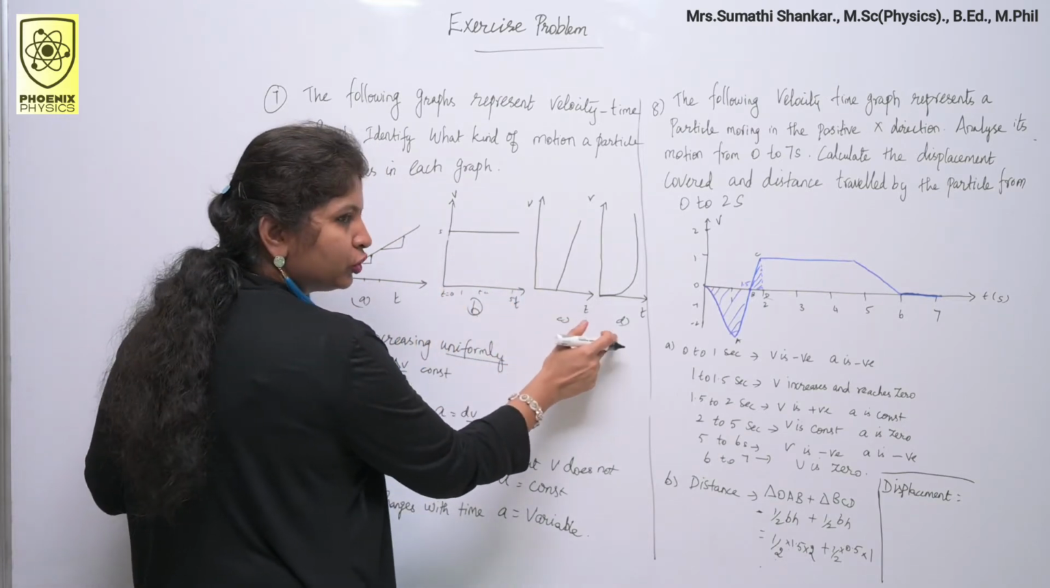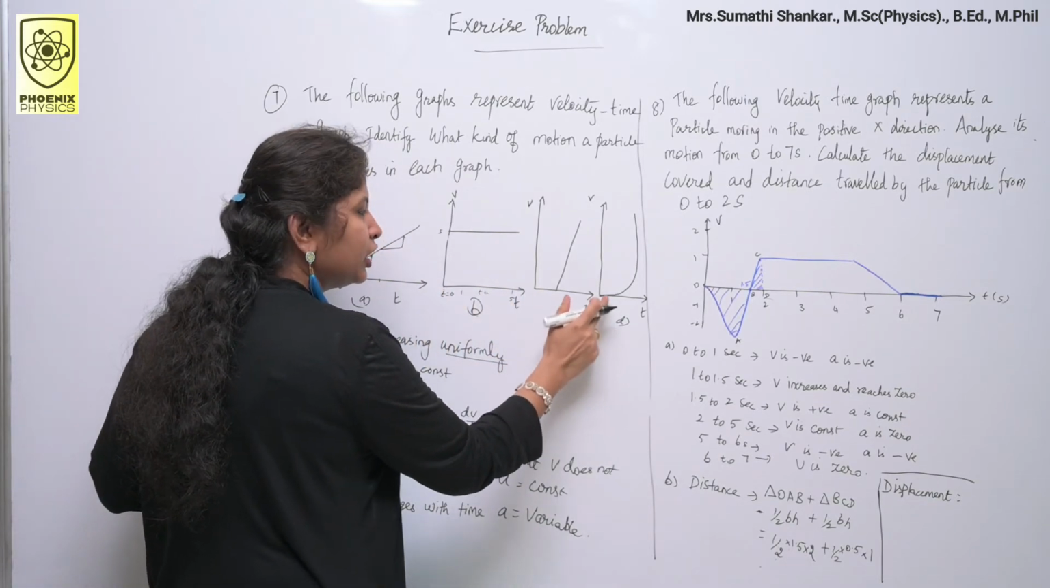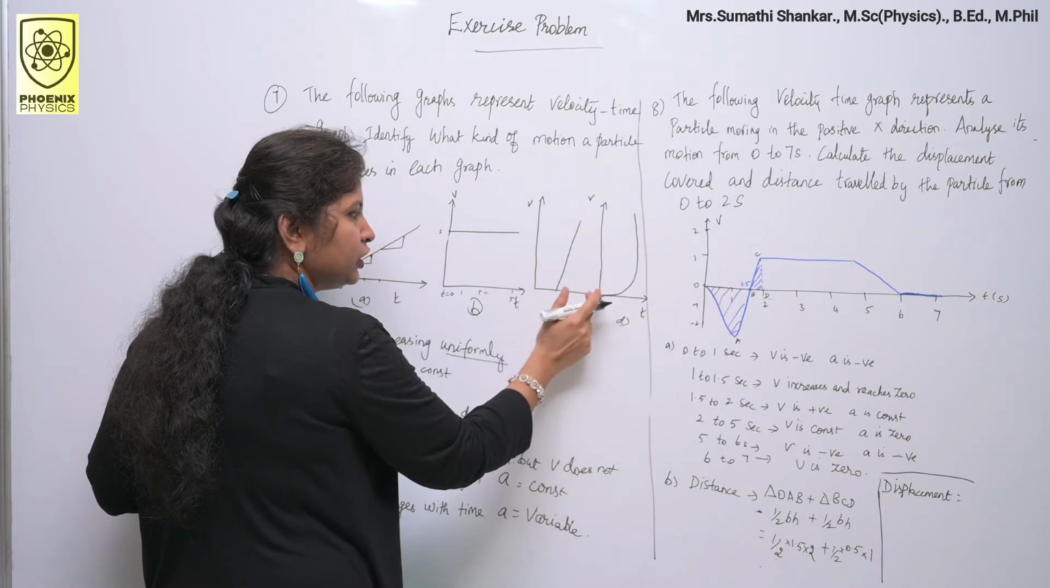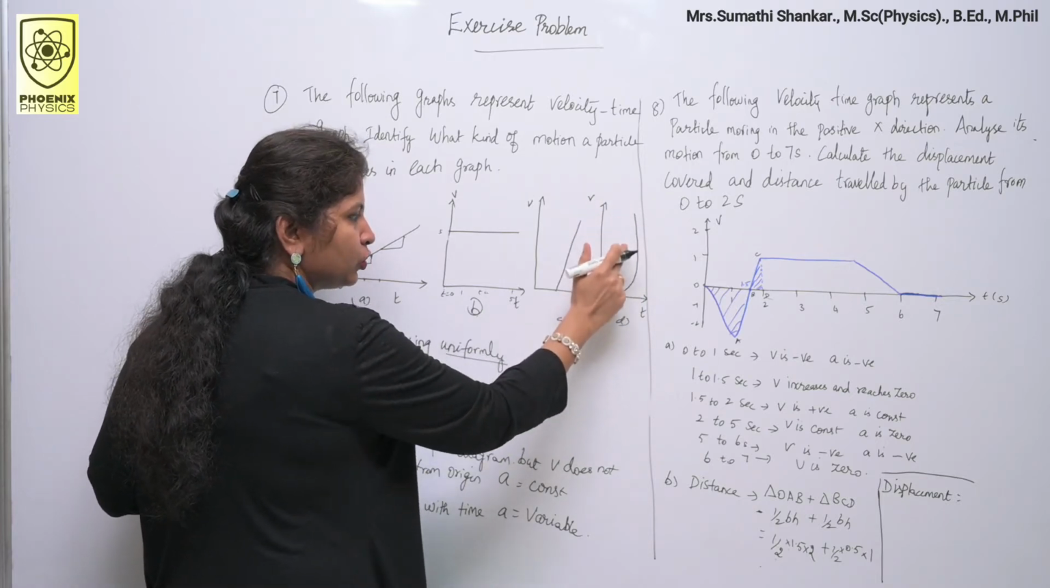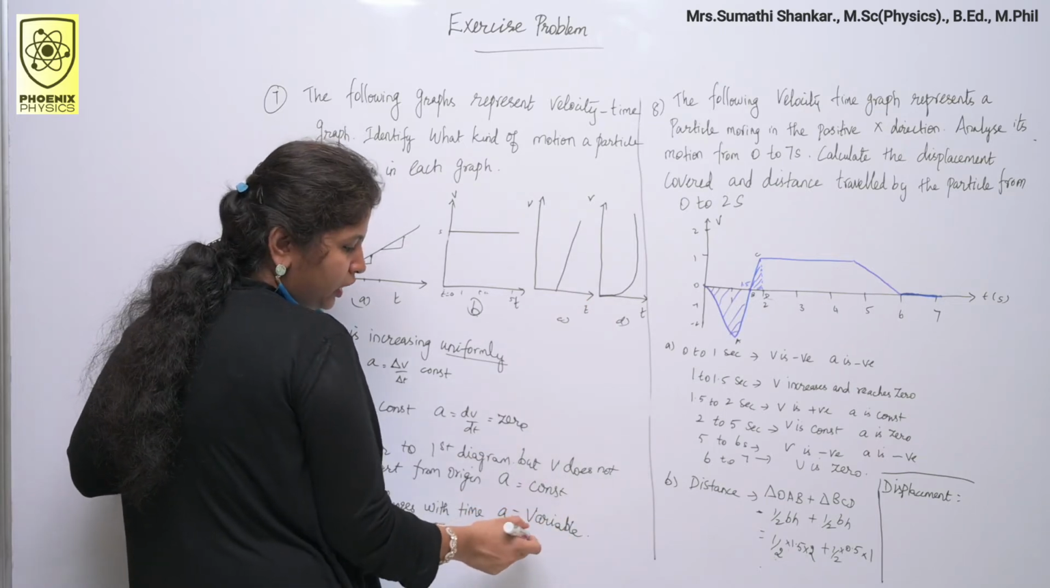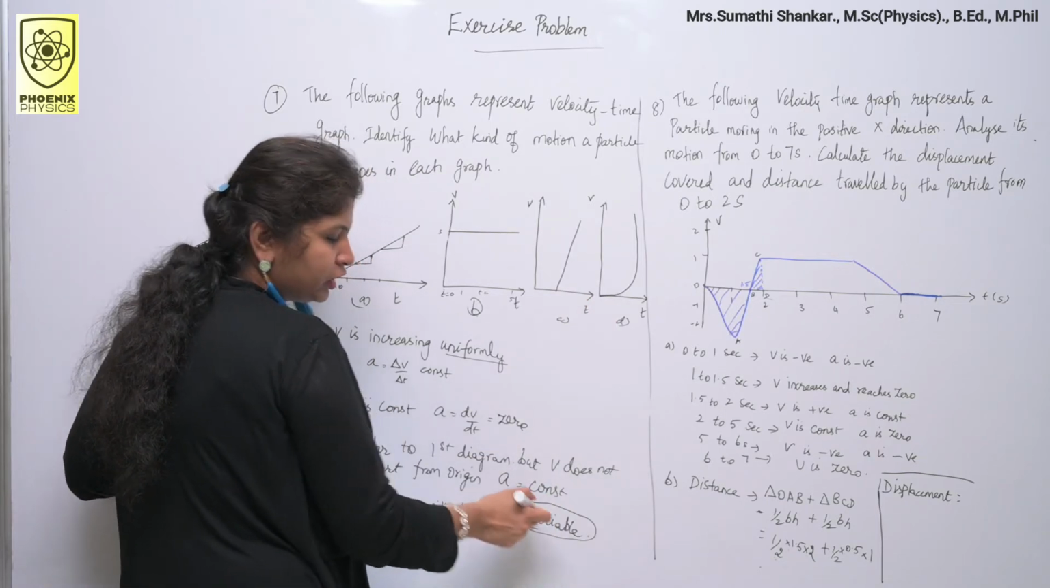Look at the fourth graph. Here v changes like this. V changes with time. So a also varies with time. That is why I mentioned a is a variable.